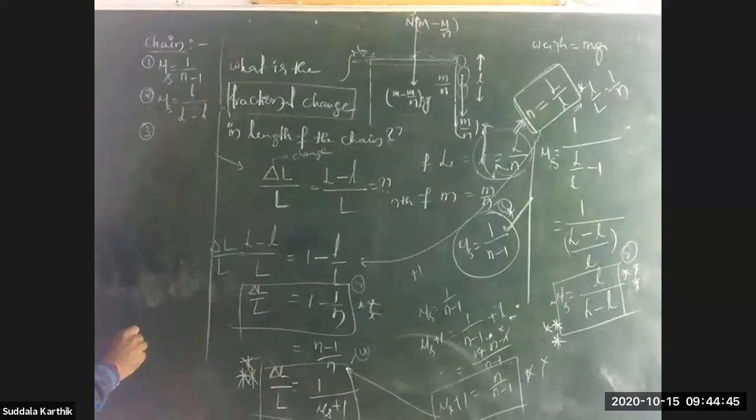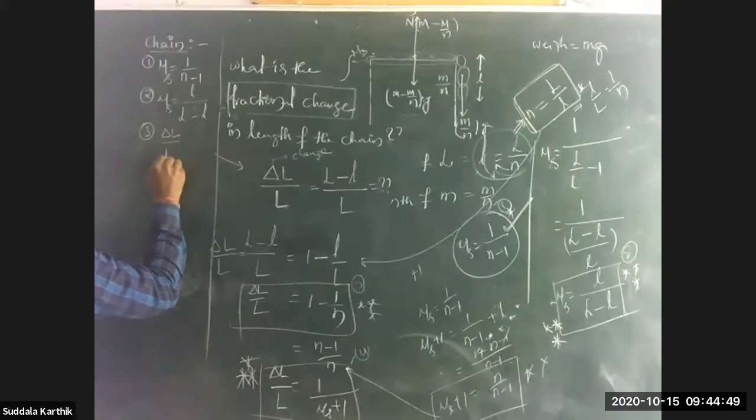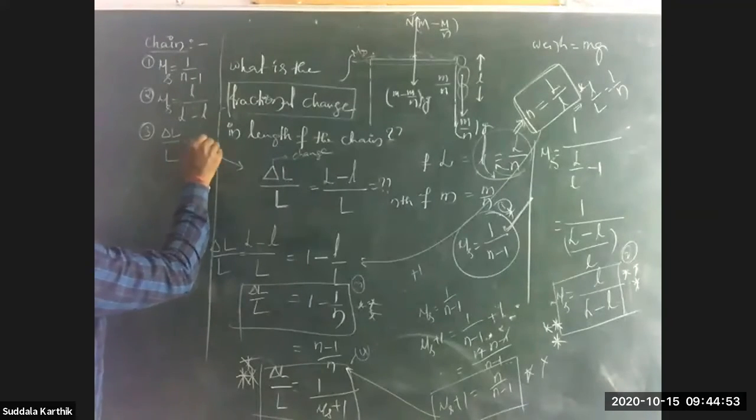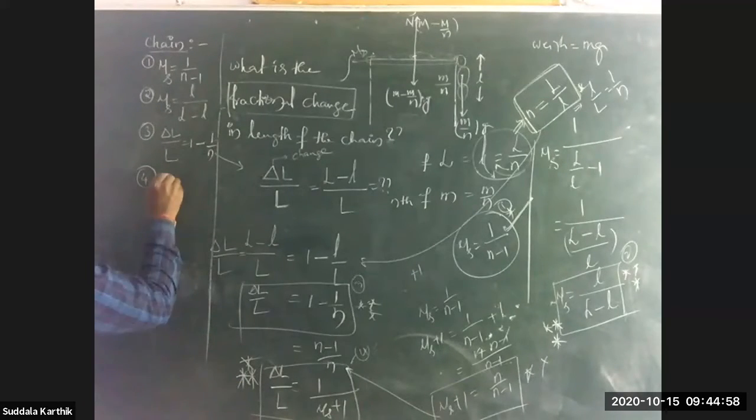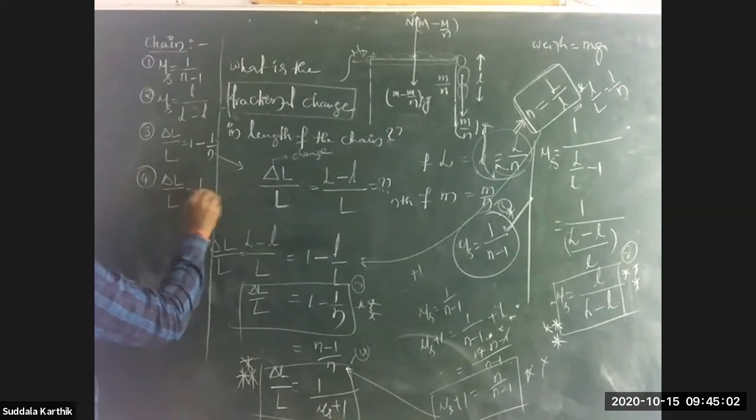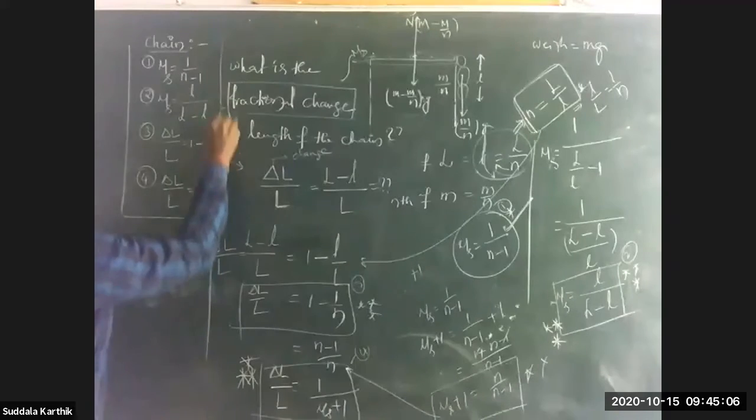Third equation, Anna. Delta L by L equals 1 by n, minus, n minus 1 by n. Oh, sorry. 1 minus 1 by 1 minus n. Fourth equation, Anna. Delta L by L equals 1 by mu s plus 1. Just four equations I was deriving, Nana.